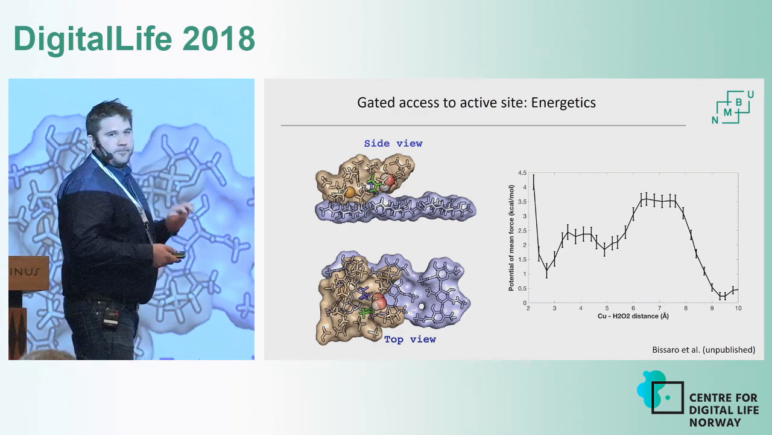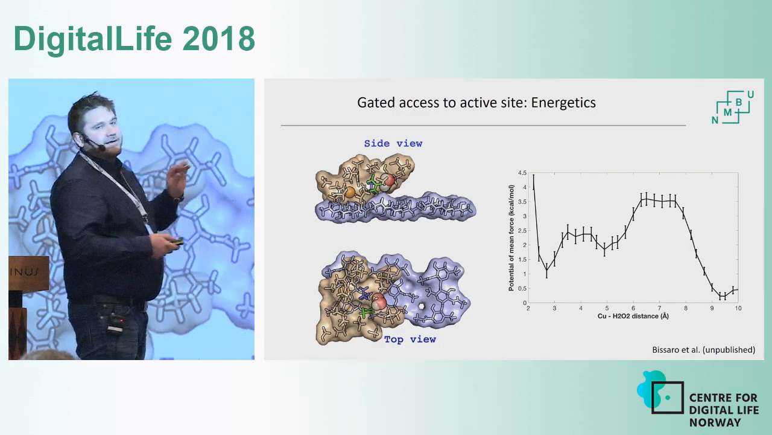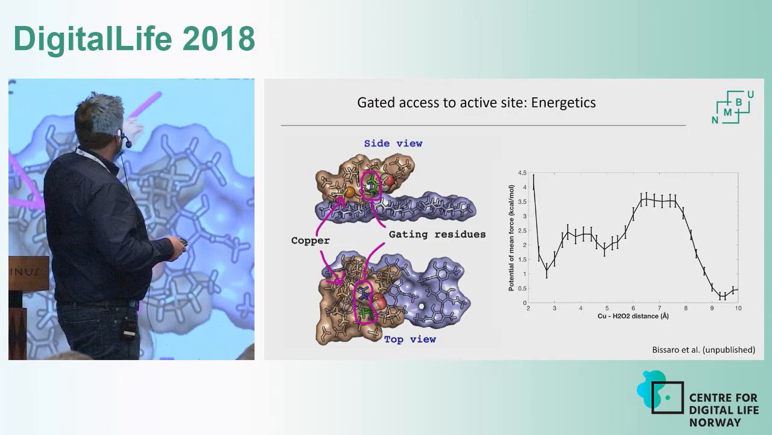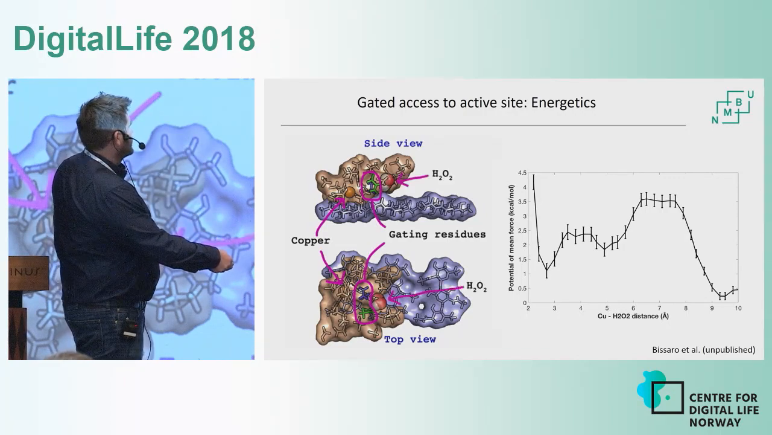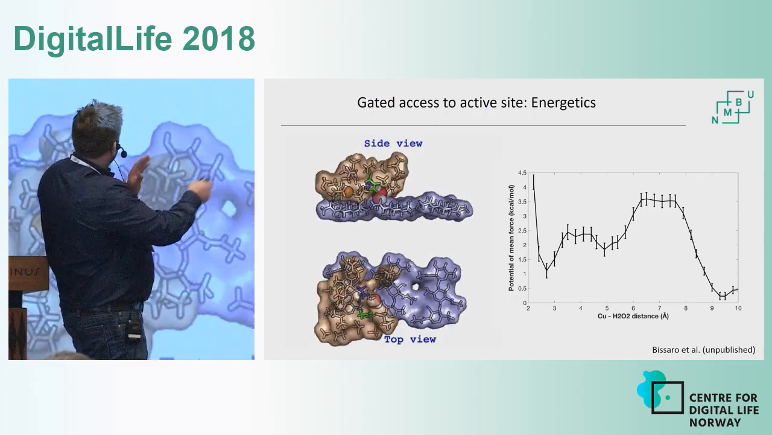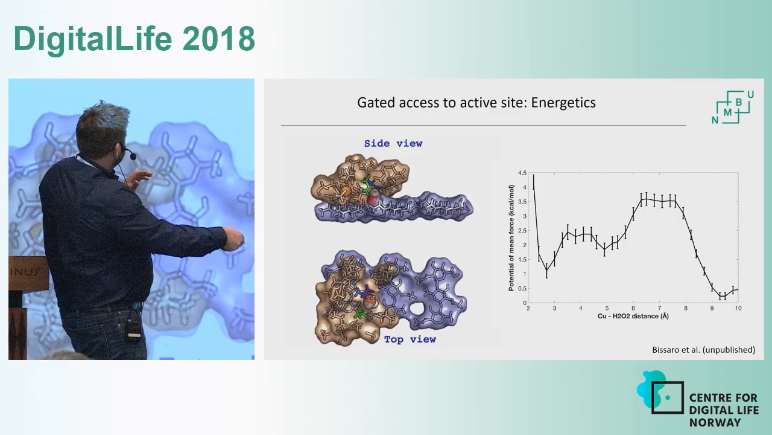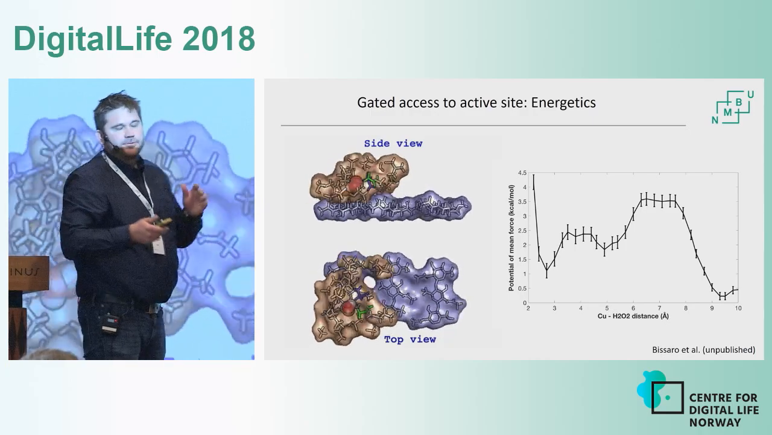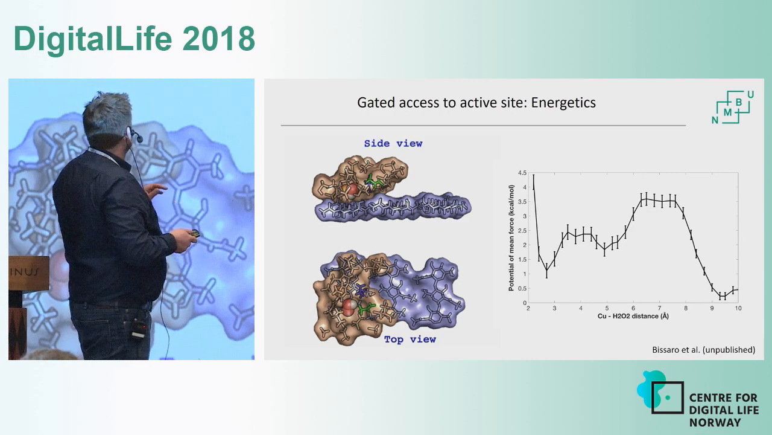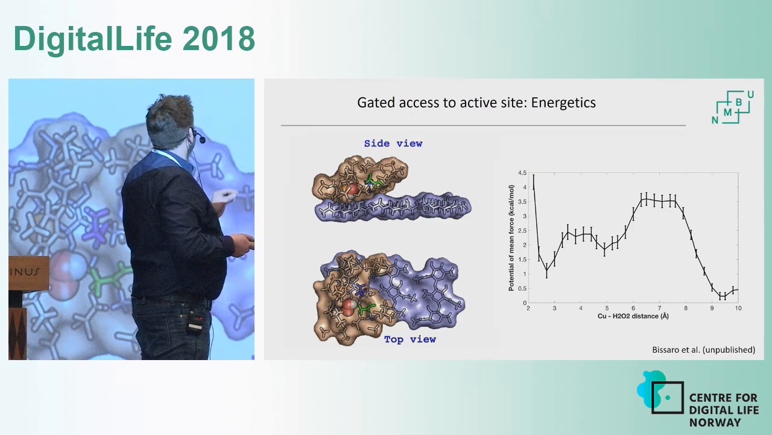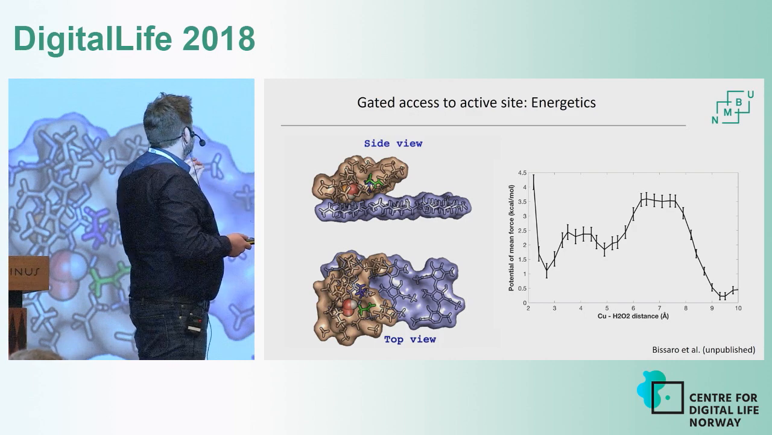But you can also look at what kind of energy it takes, what resistance the hydrogen peroxide meets going into the active site. So this is the potential energy landscape. And now we see here we are pulling the hydrogen peroxide towards the copper. We are now trying to jump over this hill. And now it's slipping through and getting close to the copper atom in the active site. So this is more like a week using hundreds of computers to figure this out. It gives us an idea how the active site is restricted and how substrate is gated into the active site.